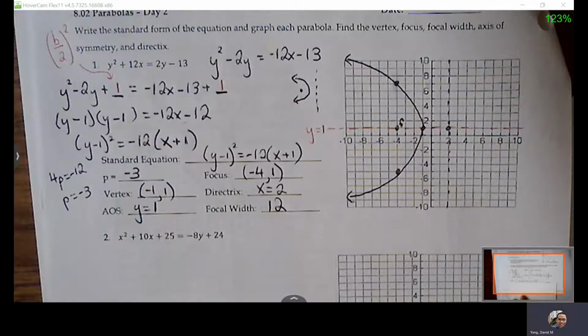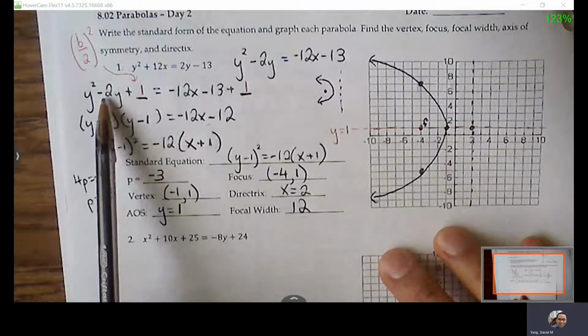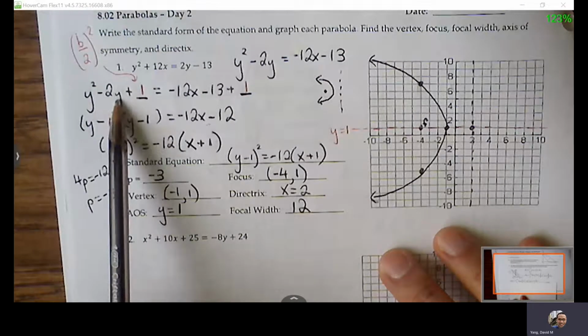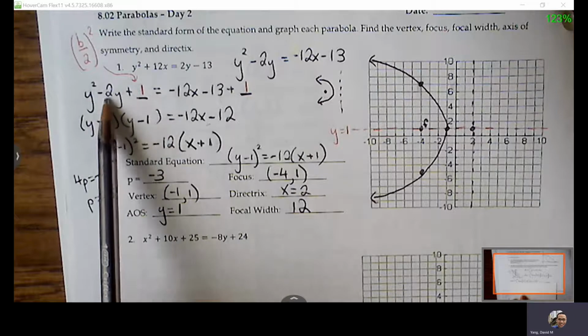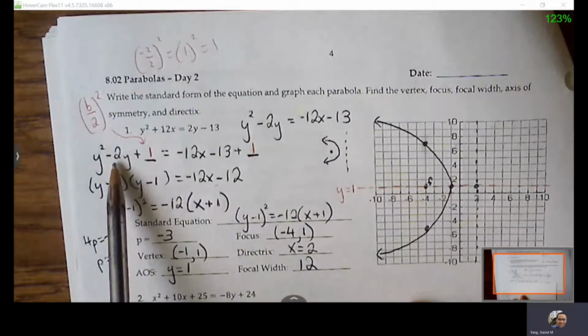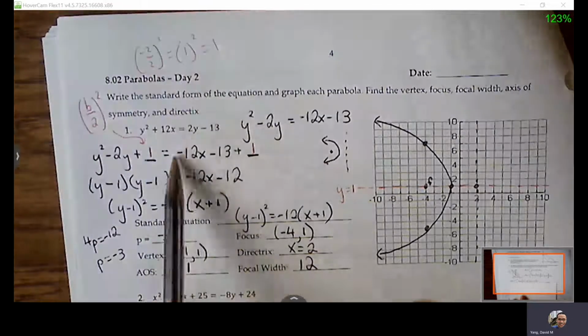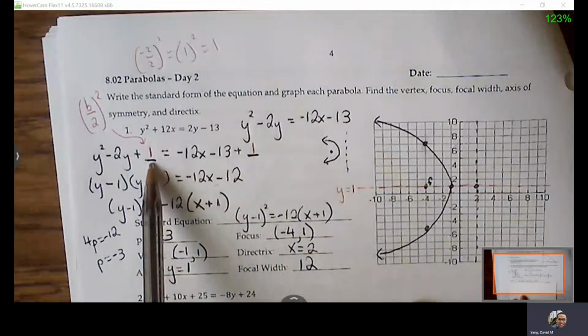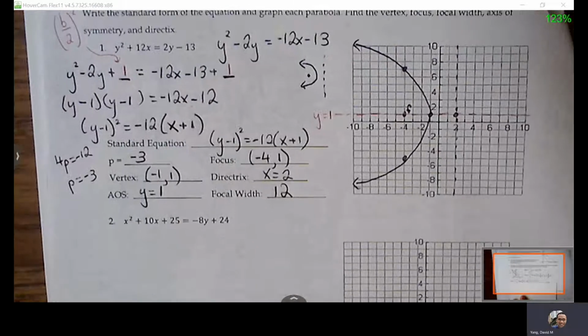Okay, any questions with 1? Yes. How did you find B? Okay, so the B value is always going to be in front of the variable, in this case, y to the first power. So the A is 1, the B is -2, in this case, the C is 1. So once you locate your B value, then -2 over 2 is -1, -1 squared is 1, so that's why we enter that as 1. Okay, any other questions with 1?